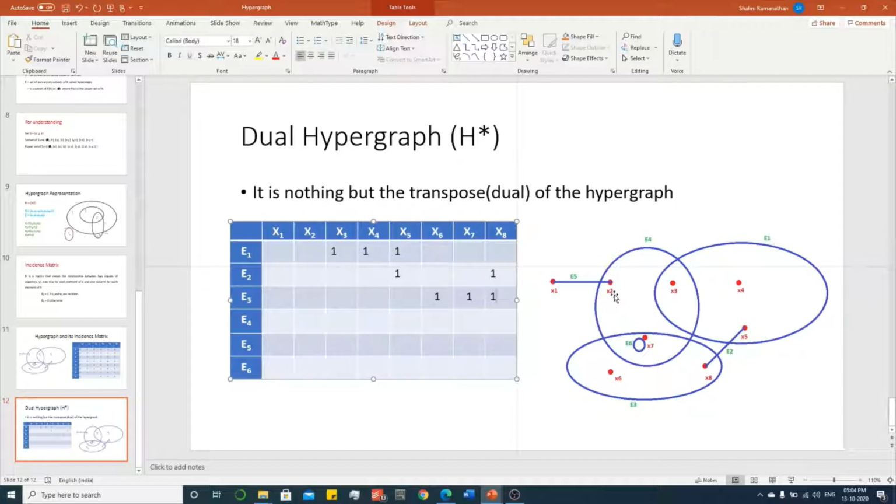E4 is 2, 3, 7. E5 is 1 and 2. E6 is only 7. The rest are all zeros. So likewise we have to fill the hypergraph.